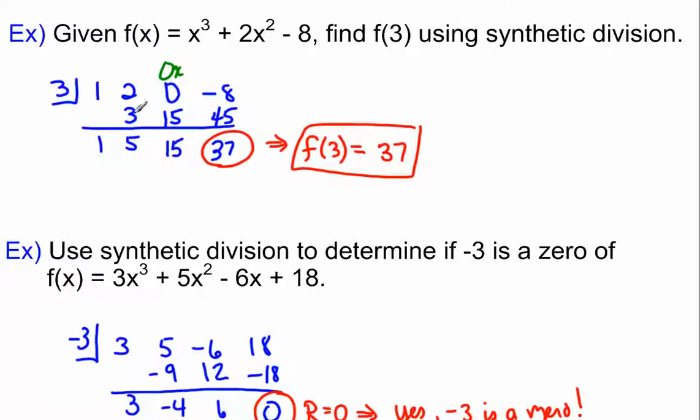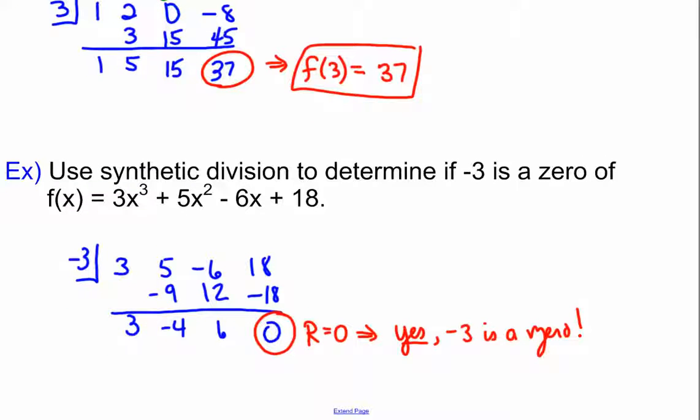Drop the 1 and multiply, and then add, multiply, and then add, multiply, and then add, and we get a 37. This last one is always our remainder, so this is telling me that f of 3 is equal to 37. Well, that'd be 3 times 3 times 3 is 27, plus 3 times 3 is 9, 18, and then minus 8. Yeah, that would be true. But synthetic division is actually maybe a little bit quicker or easier because the multiplication is involving smaller numbers for the most part.